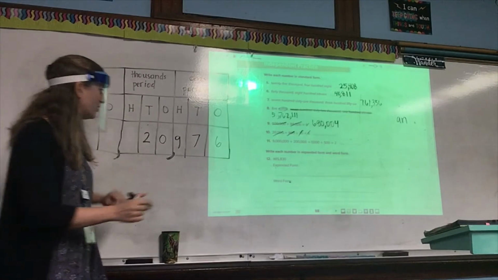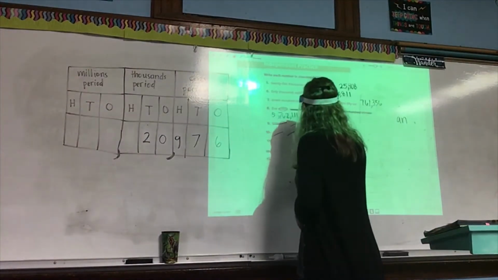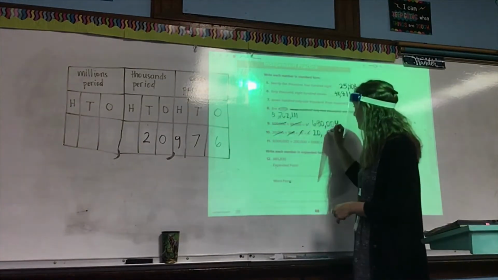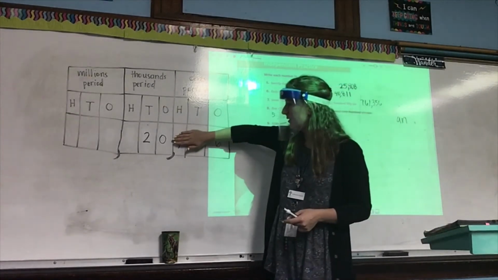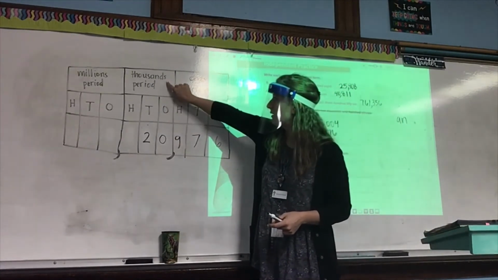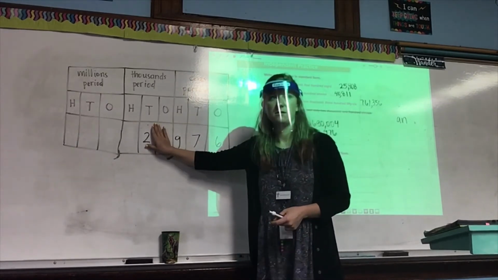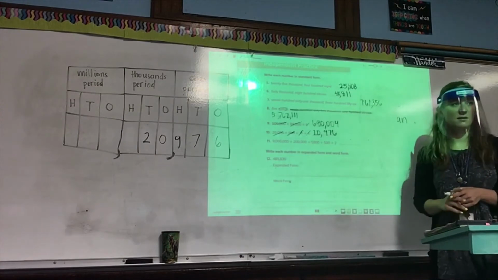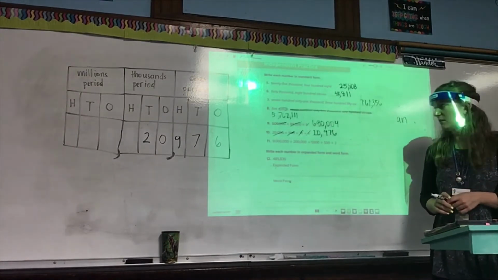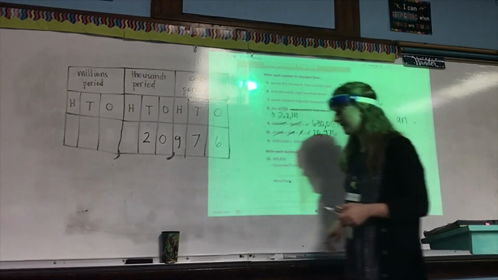So we have 2, 0, comma, 976. What is this number, Aaron? 20,976. So we have what all together? 20,976. Good job.